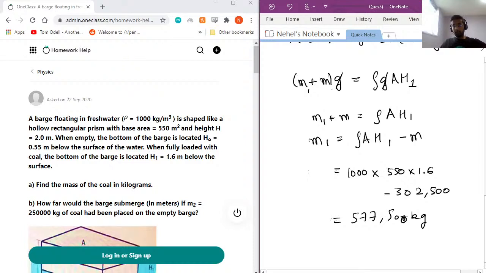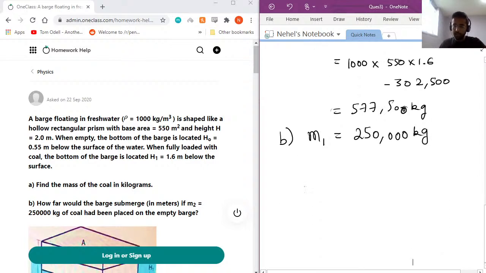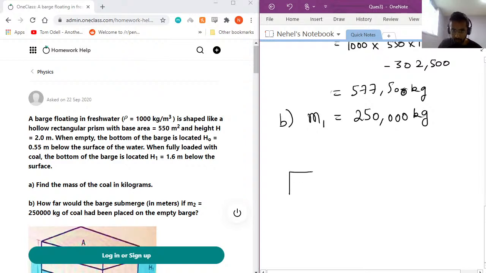So for the second part, we are asked how far would the barge submerge in meters if M1, the mass of the coal, is changed and it's now 250,000 kilograms. So for part B, M1, which is the mass of the coal, is actually different and equal to 250,000 kilograms. Again, if we were to draw a free body diagram, we would still have the mass of the box M. We have a different M1 in this case, and we would have a downward force M plus M1 times G, and we would still be supported by the buoyant force.